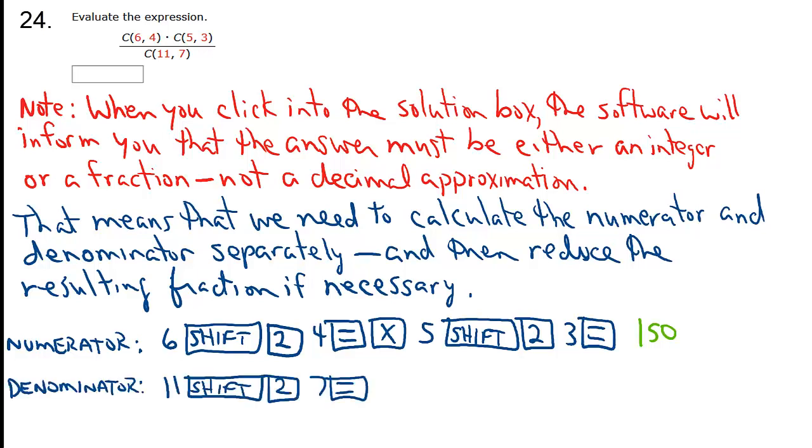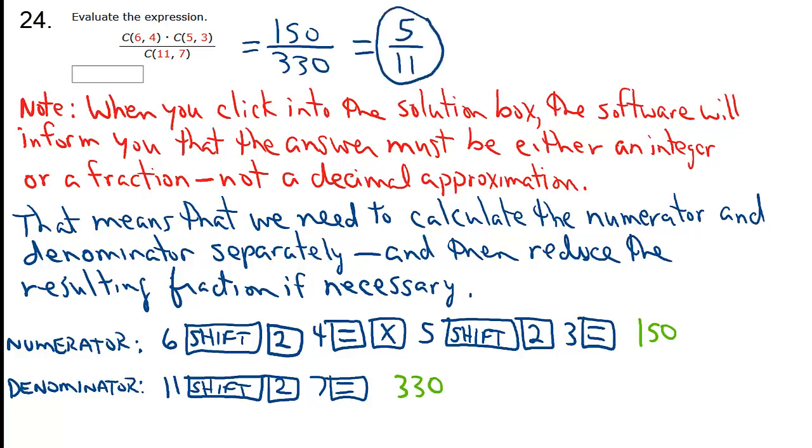Then you go to the denominator, and it's a combination, so you do Shift 2, so it's 11, Shift 2, 7, and you press equal, and you get 330. So the answer is 150 over 330. Now that actually reduces to 5/11ths, but WebAssign doesn't really care if you reduce or not. So if you wrote 150 over 330, it would also accept that.